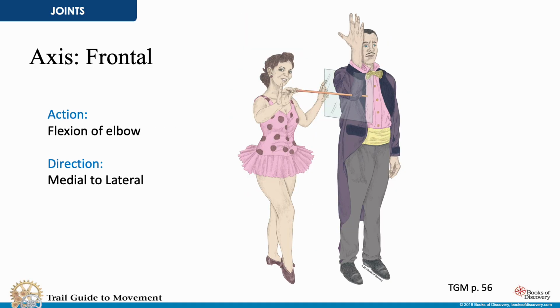With the frontal axis, it occurs in flexion of the elbow. So that would be in the sagittal plane, but it rotates around a frontal axis. Again, the dowel rod here passes through the joint from side to side, and the direction would be medial to lateral.